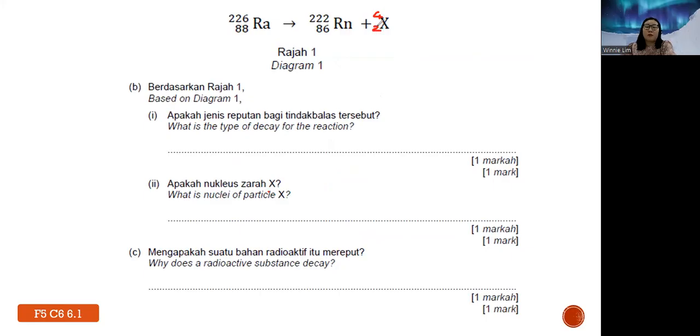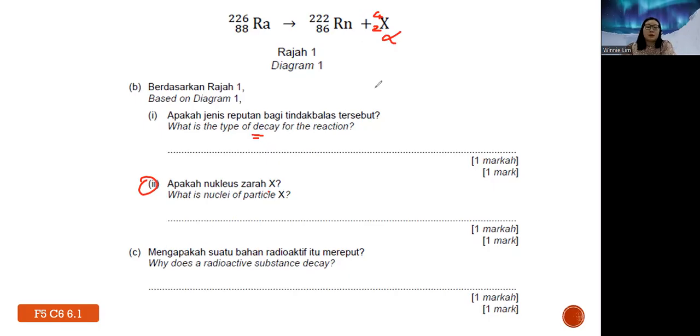So what is actually 4, 2? This nuclide notation refers to a helium nucleus, not helium particles. Hence, you get the idea: this is a helium nucleus, which is an alpha particle. If it is an alpha particle, that means we call this alpha decay. Then part C, why does a radioactive substance decay?